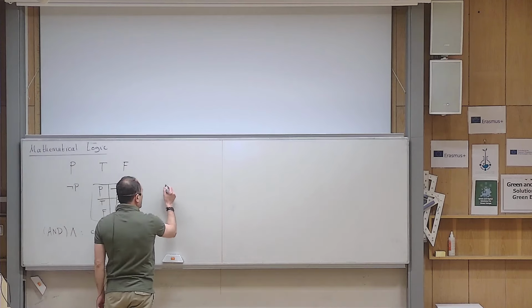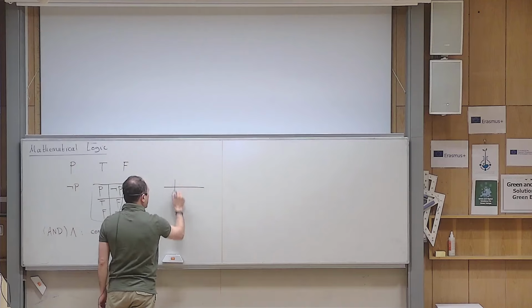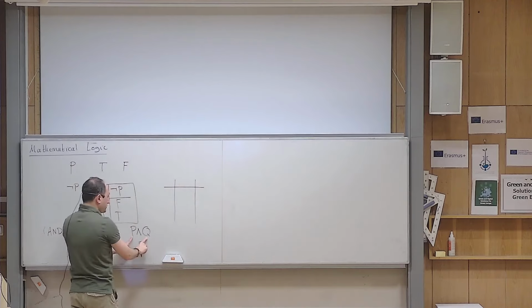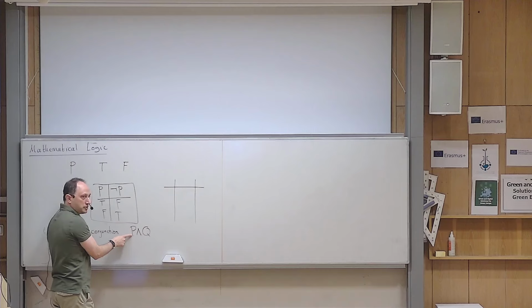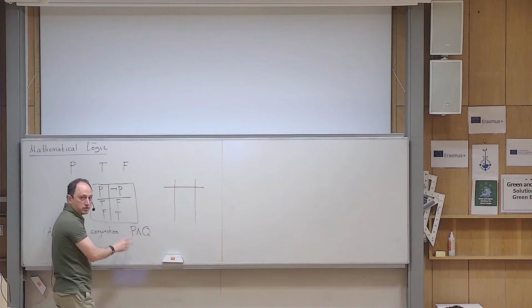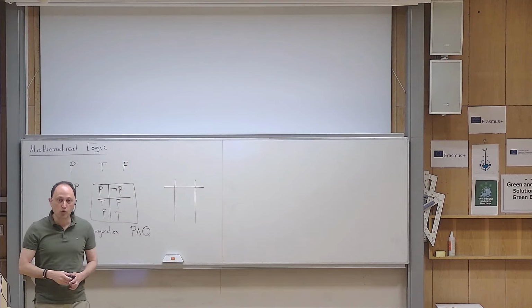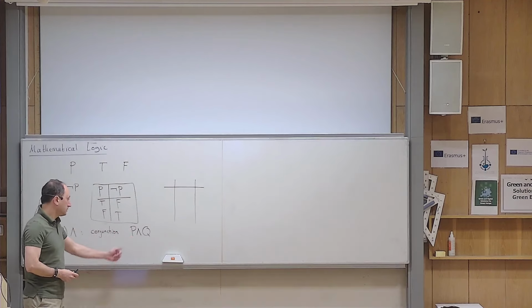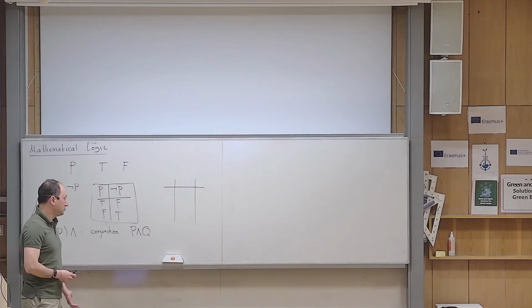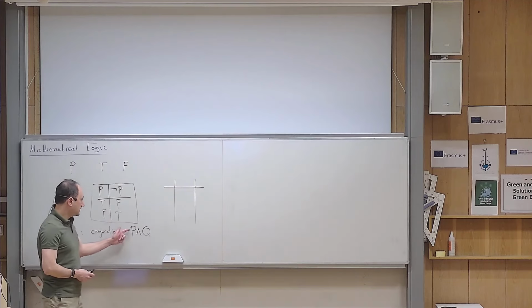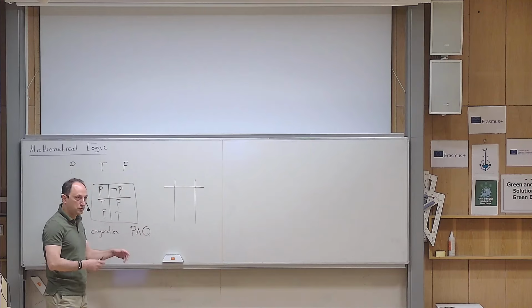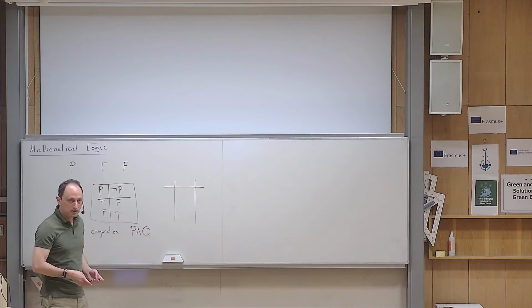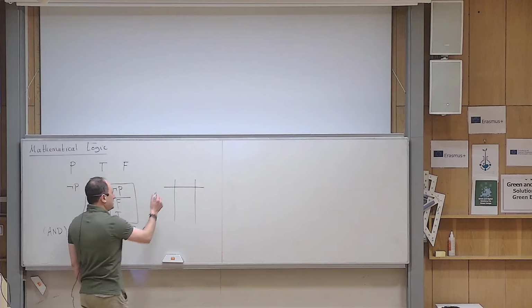But this is important to understand. If I want to set up a table of this compound statement, because P is a proposition, it has two possibilities, and Q also has two possibilities. So in total, if I want to consider all mutual combinations, how many combinations can I make? Four, because I would say this is true or false, this is true or false. So in total, I have four possibilities, yes?